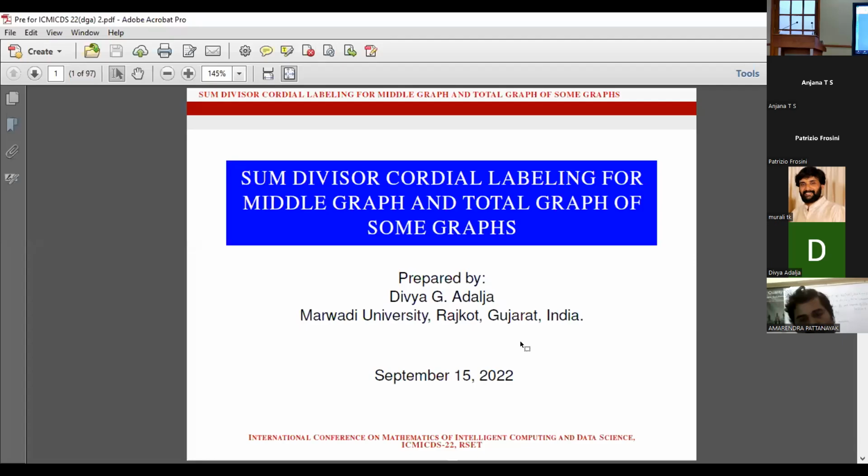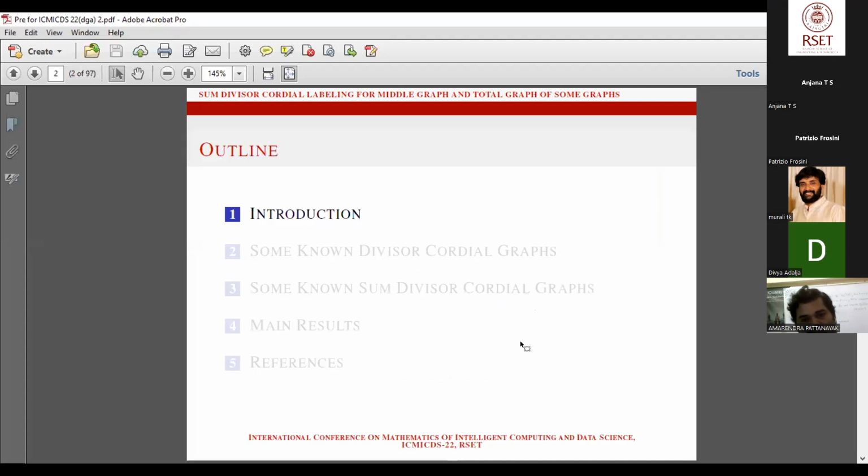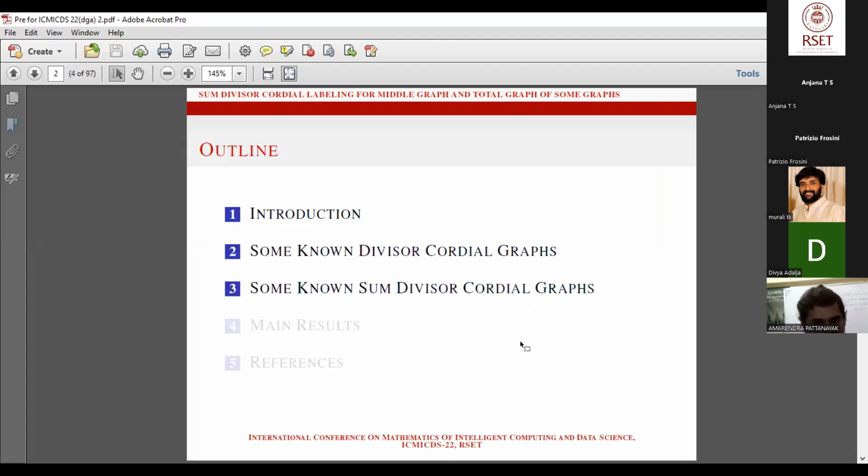and a total graph of some standard graph. These are the outline of my presentation: Introduction, sum divisor cordial graph, sum divisor cordial graph, main results and references.